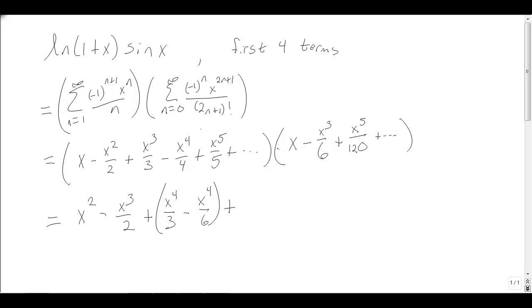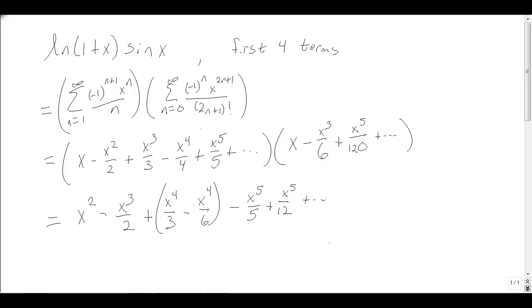What about x to the 5th? I could do x times negative x to the 4th over 4, so minus x to the 5th over 4. And I could do negative x cubed over 6 times x squared over 2, which gives me a plus x to the 5th over 2 times 6, which is 12. There'll be an x to the 6th and x to the 7th, but I've got an x squared, x cubed, x to the 4th, x to the 5th. That's 4 non-zero terms.